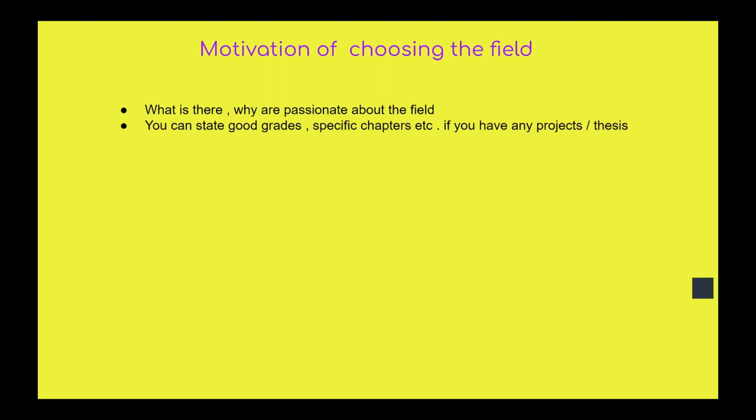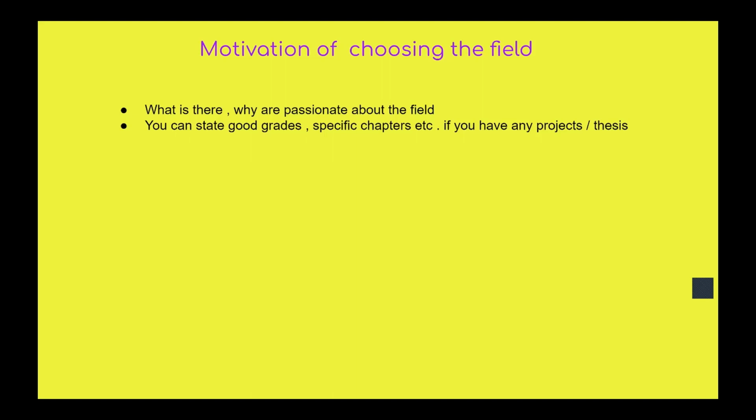So you can state some good grades or specific chapters, specific things about some author of a book or specific authors. If you have done a project or thesis, then it's very easy for you because you have done a 2-3 months long literature survey before going into that project. So that motivation of the literature survey is there with you. You know the problem which is written in the literature, so you can write anything. So for those students who have a project and thesis, writing a SOP is a very easy job.